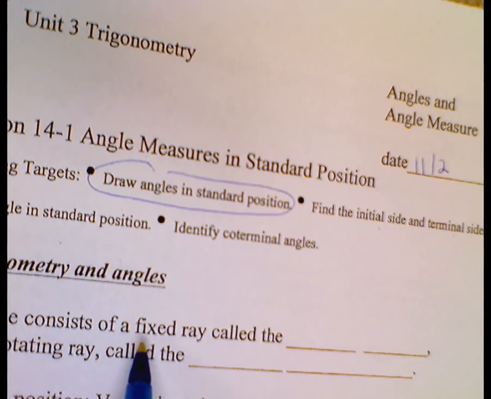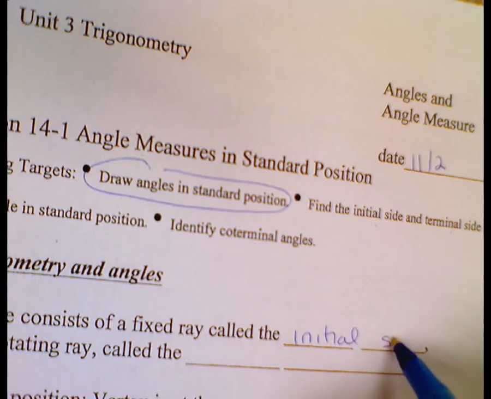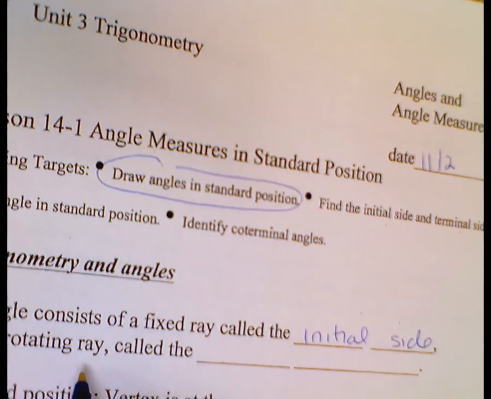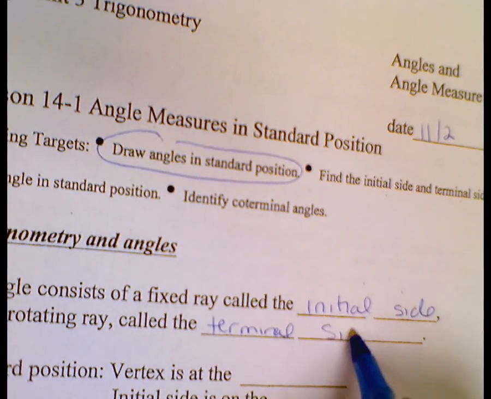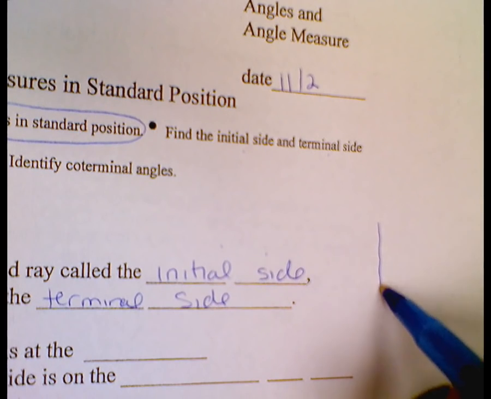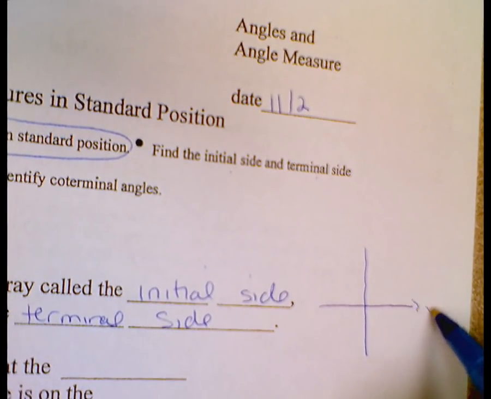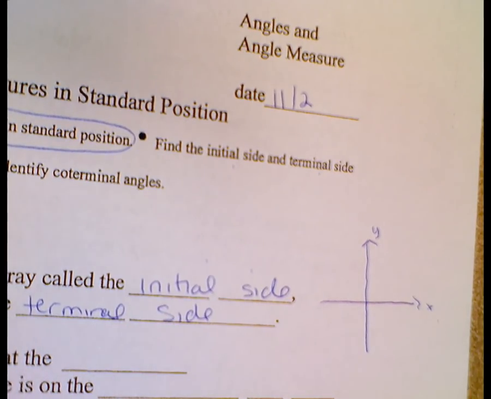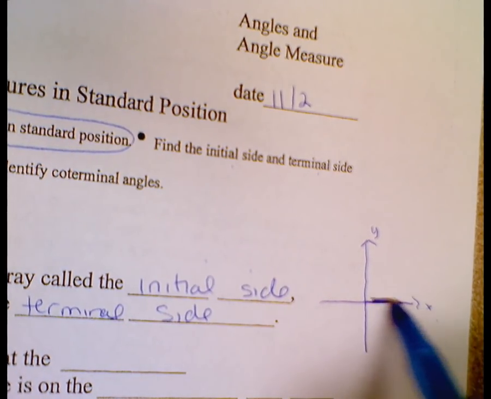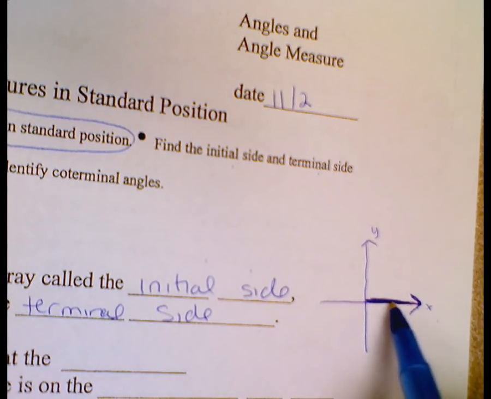So trigonometry and angles. An angle consists of a fixed ray called the initial side and a rotating ray called the terminal side. Let's start that right now. Everyone go ahead on the side here and draw an X and Y axis. This is our X axis, this is our Y axis. The initial side is always going to start on the positive X axis. So we draw an arrow. This initial side is like 0 degrees.